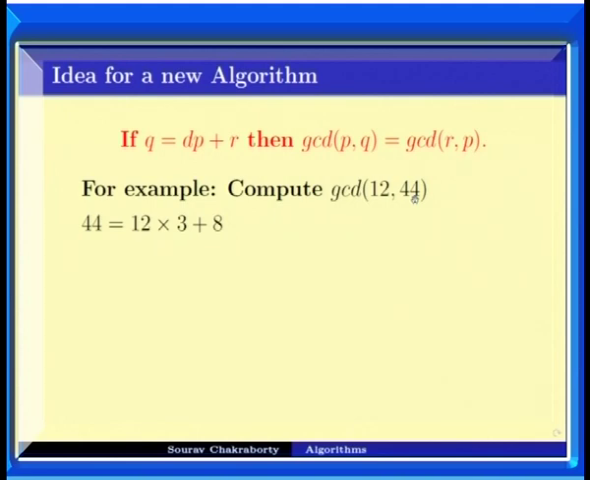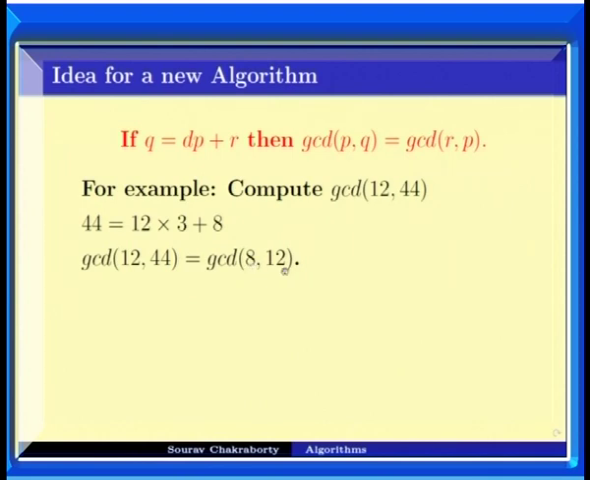Say, for example, we want to compute the GCD of 12 and 44. What do we do? Just like q equals dp plus r, we write 44 equals 12 into 3 plus 8. We could also have written 12 into 2 plus 20. That also would have been fine, but how we choose this r is up to us, and the smaller we choose, the better it will be. So by this property, we know that GCD of 12 and 44 is equal to GCD of 8 and 12.